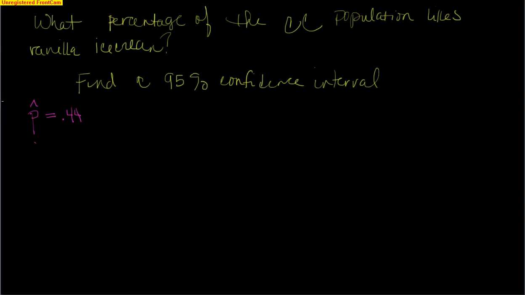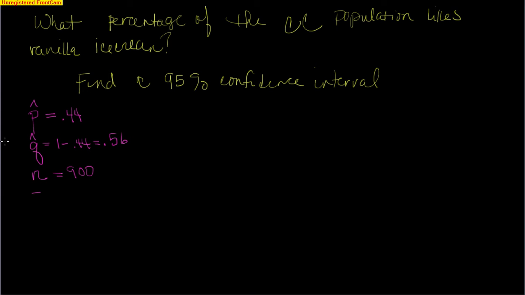We're told that we also need to know q-hat, all right? We know that p plus q is always 1, that hasn't changed from what we learned previously, and so 1 minus the 0.44 is going to equal 0.56. So 56% of our sample that we questioned do not like vanilla ice cream.